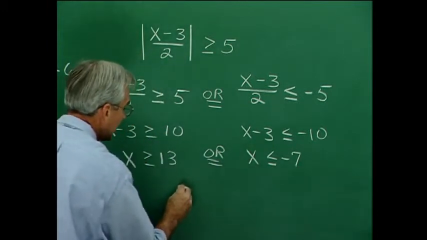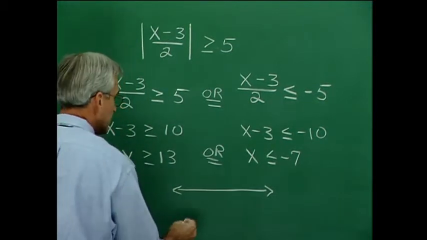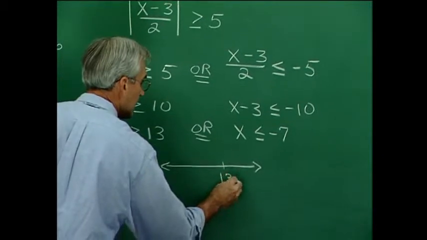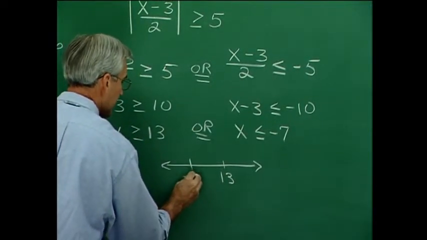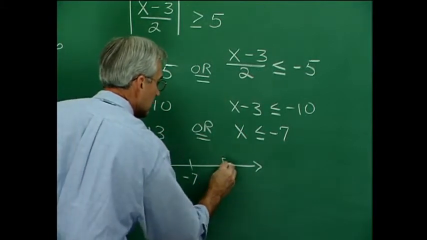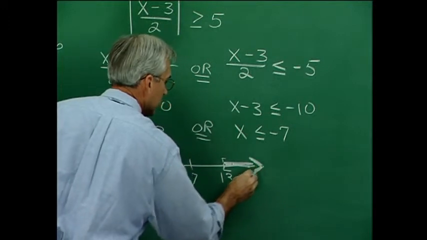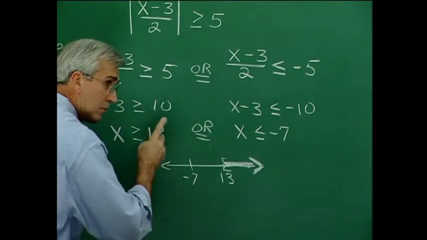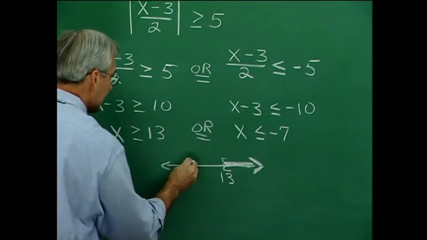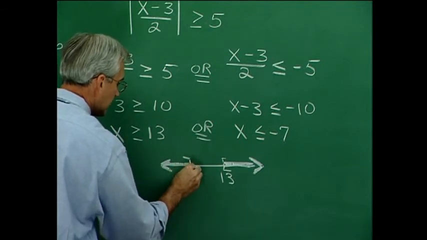Graphically, I think is a very good way to kind of show this situation, to illustrate it. x is greater than or equal to 13. Let's put 13 out here and negative 7 over here. And we want x values greater than or equal to 13. That's x values that are in this interval. So those are all solutions. And the other solutions are to the south side of negative 7. So x is less than or equal to negative 7. That's these guys with a bracket notation right here.